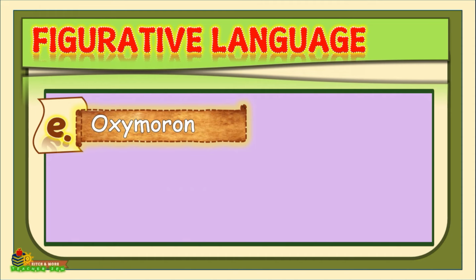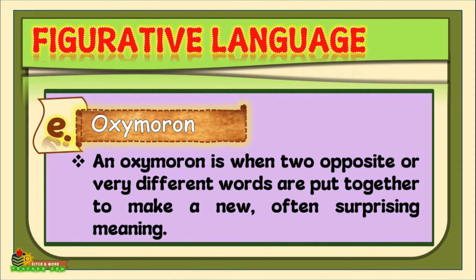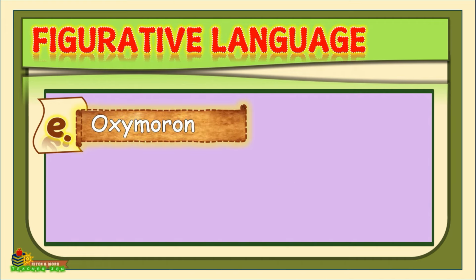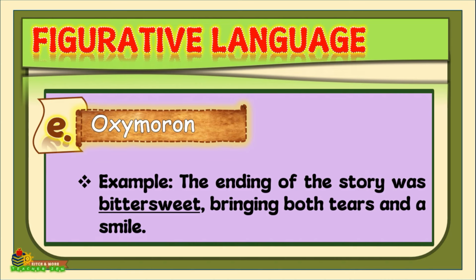Now we have oxymoron. An oxymoron is when two opposite or very different words are put together to make a new, often surprising meaning. Its purpose is to catch attention or express a complex idea. For example, the ending of the story was bittersweet, bringing both tears and smile. Bittersweet is an oxymoron because it combines two opposite emotions, bitter, which is sadness, and sweet, which is happiness, into one expression.